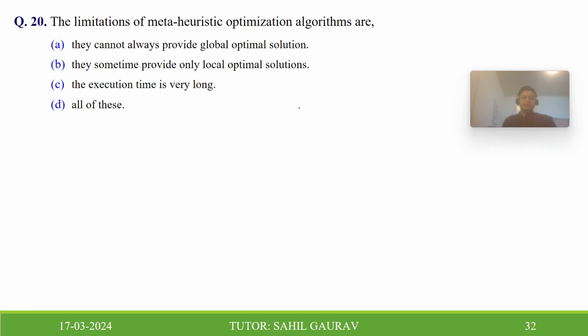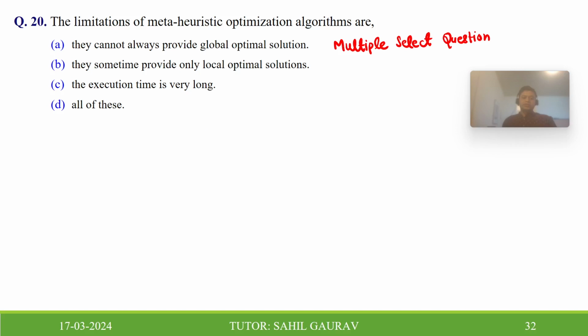Now the limitations of meta-heuristic optimization algorithms are, and this is a multiple select question, so more than one option can be correct. The options are: they cannot always provide the global optimal solution; they sometimes provide only a local optimal solution; the execution time is very long; and D, all of these.